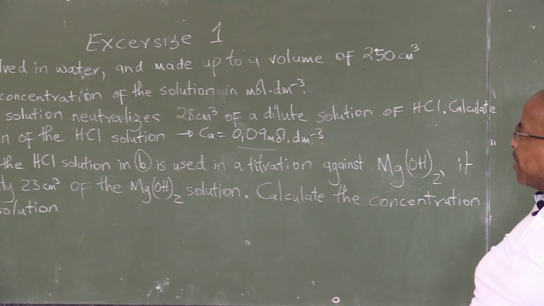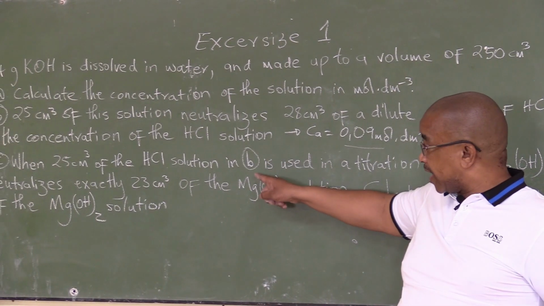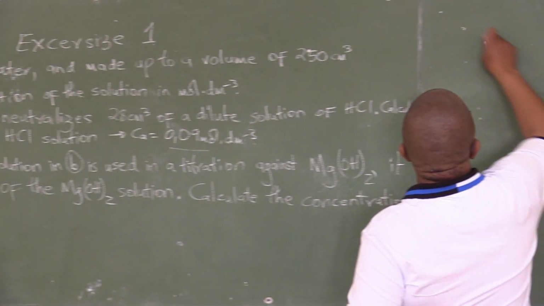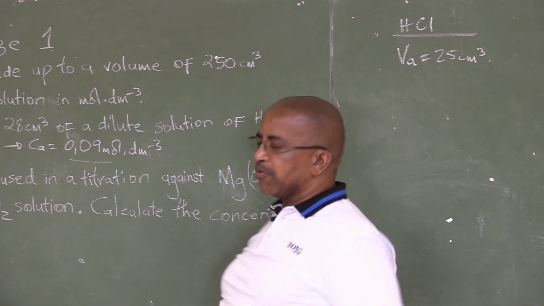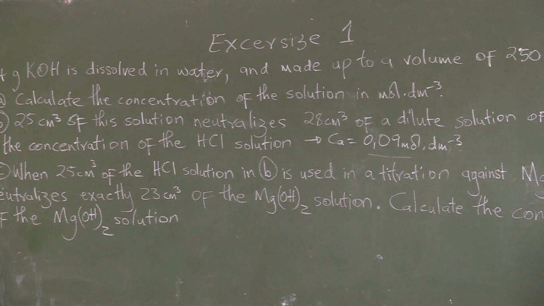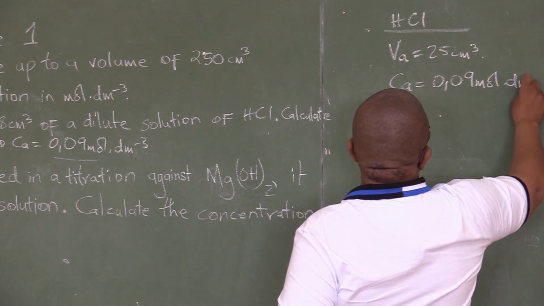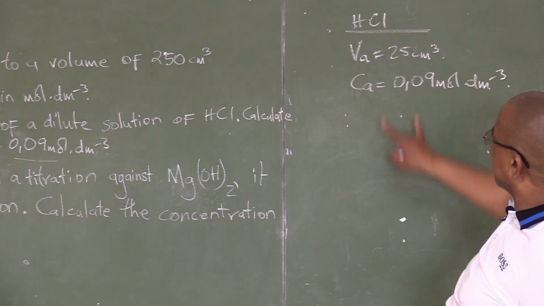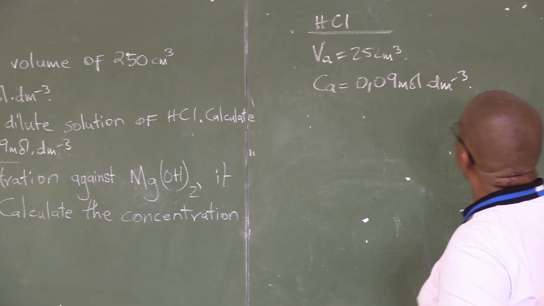Right. Now basuka ke bathatha lo HCl. When 25 cubic centimeter of HCl solution in B, 25 yala. Siyayazi manje concentration yayo sesiyitholi. Okay. Ayisiqalela volume of the acid ka HCl. Kuthathe 25 cubic centimeter. When 25 cubic centimeter of the HCl solution in P is used in titration. Siyayazi njengoba sisebenzisa so we standard manje 0.09 mole per decimeter cubed. We use now a volume of 25. Yale concentration. Now that volume it's used in titration against magnesium hydroxide.